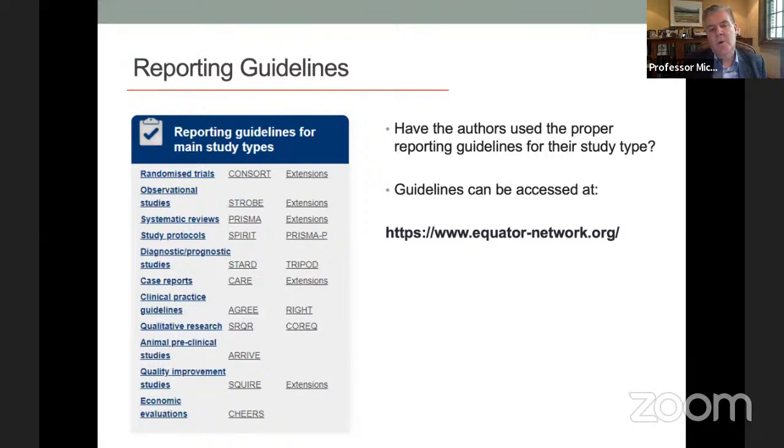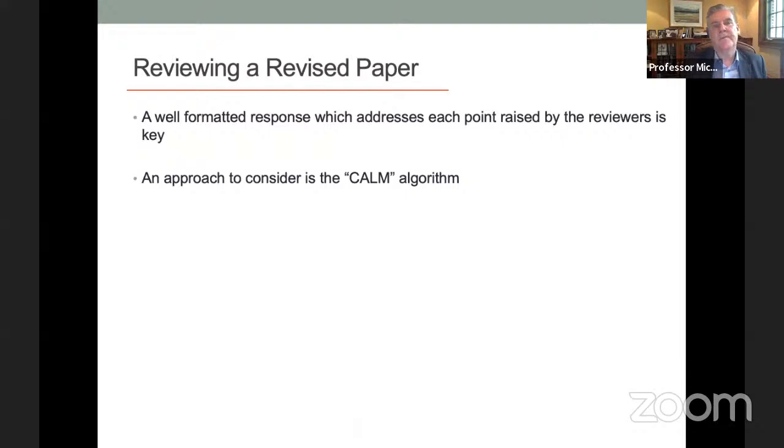We're seeing more and more quality improvement studies that are being reported, and there are SQUIRE guidelines. And then in addition, economic evaluations have a separate guideline referred to as the CHEERS guidelines. And so this can actually be quite helpful in terms of referencing. And this may be something as well that the senior editors of JCOP may wish to use and to invoke.